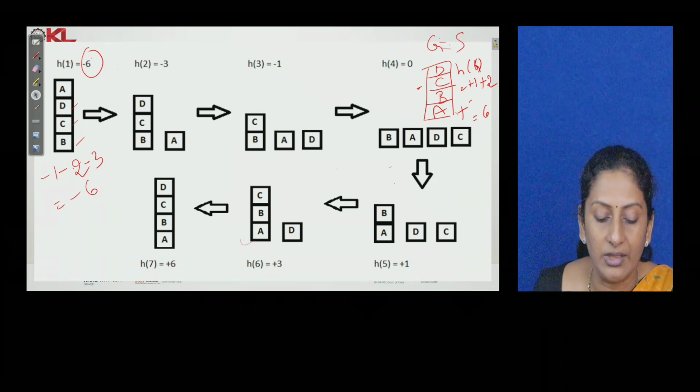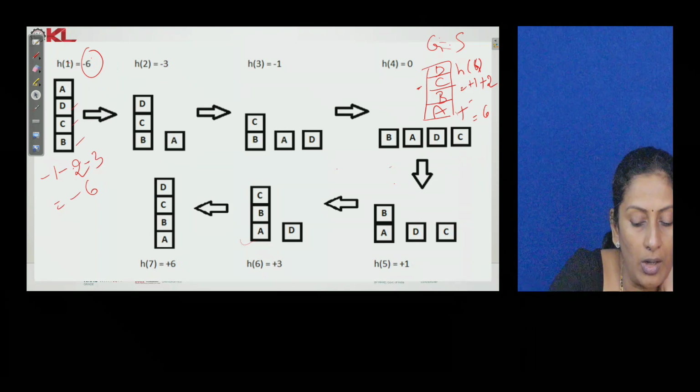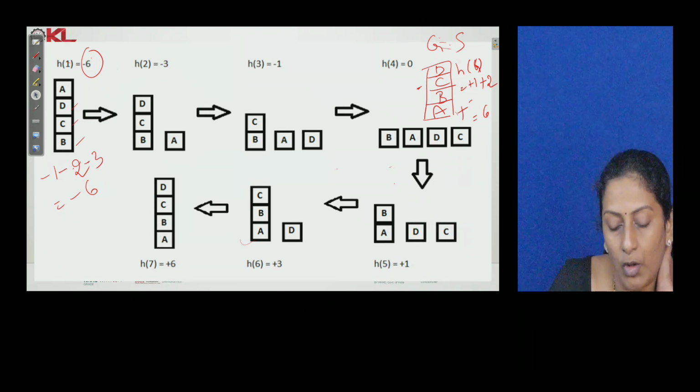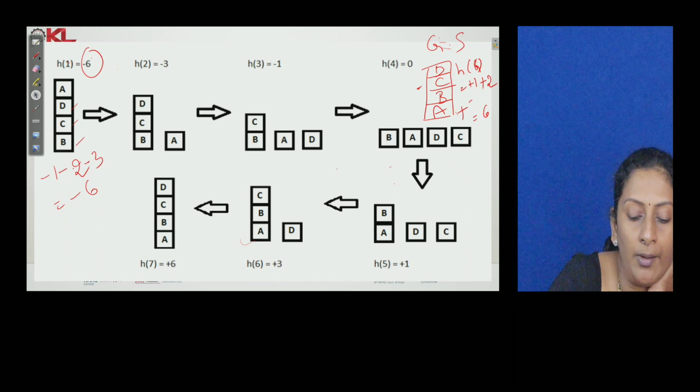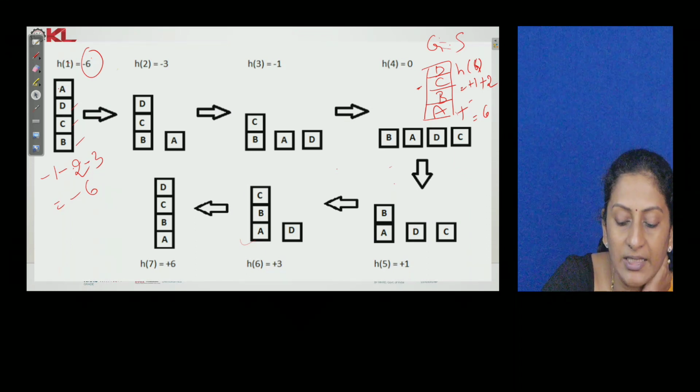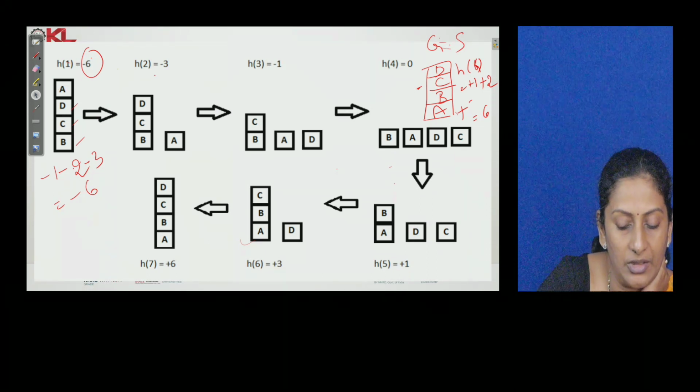So from this current state we will make one move. What I am doing is, there is only one possibility from this state, that is I place A on the floor. This is my current state.